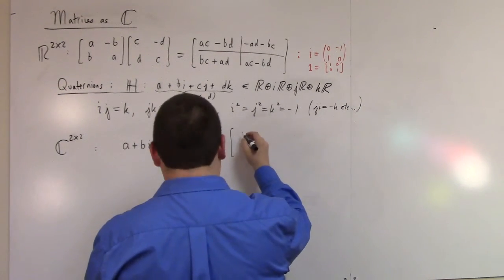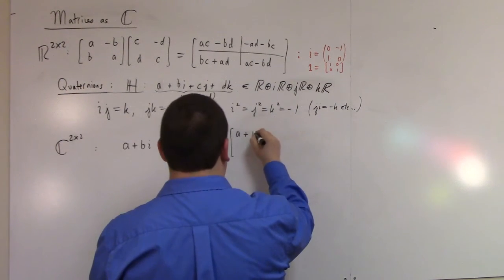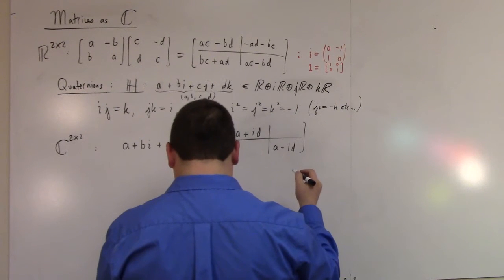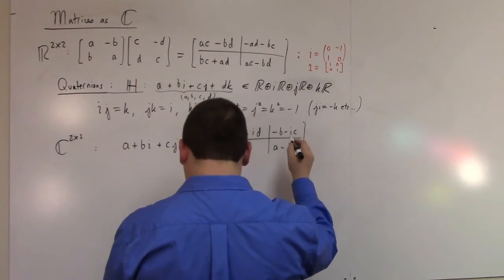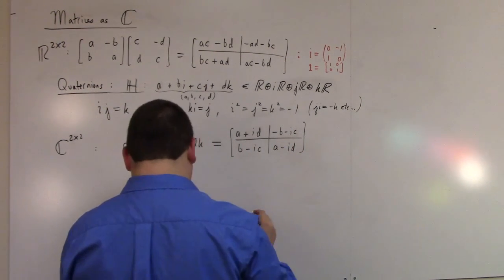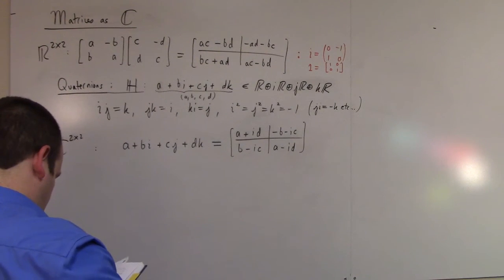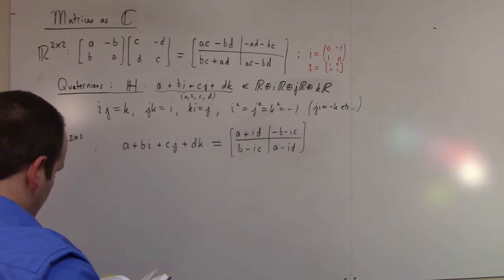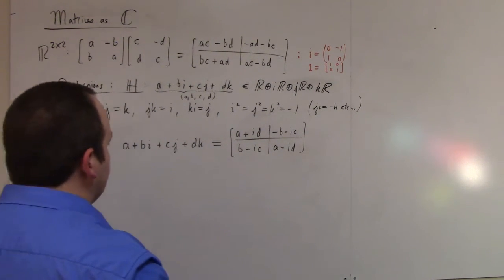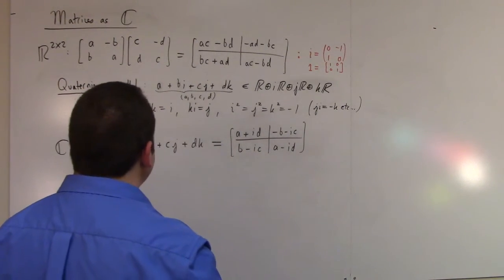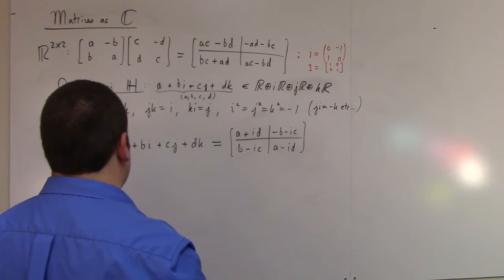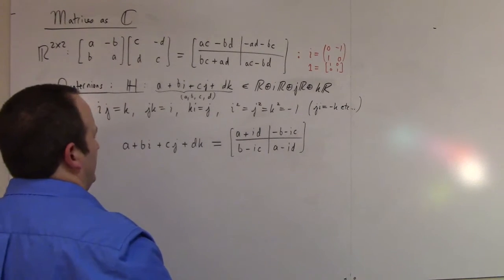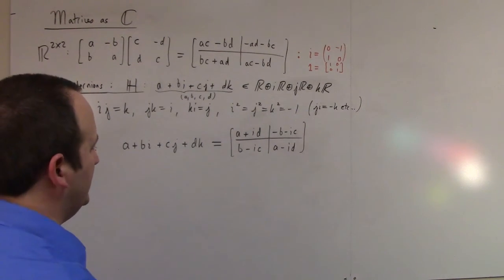There's a harder question: what are all possible representations? Oh, let me not ask that. All right, a plus id, a minus id, minus b minus ic. Excuse me, b minus ic. So he says you can define quaternions to be these kinds of 2 by 2 complex matrices if you want. There is some way of motivating, I think, these formulas.